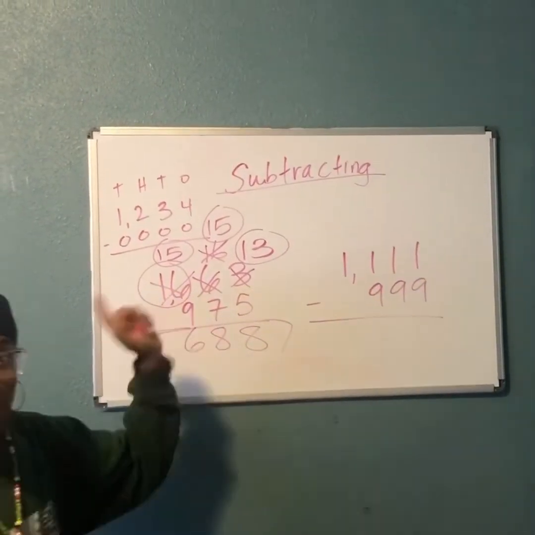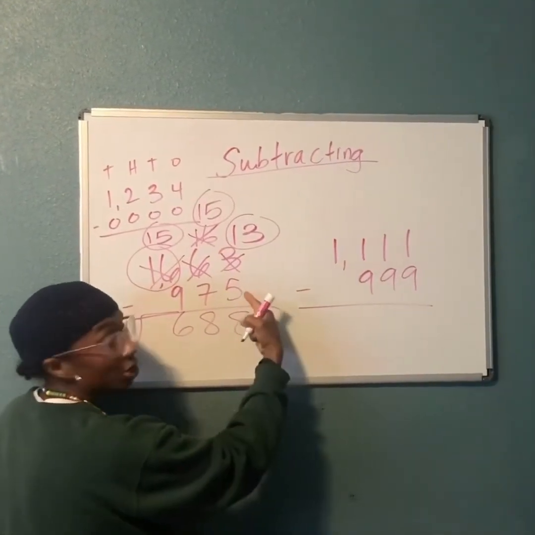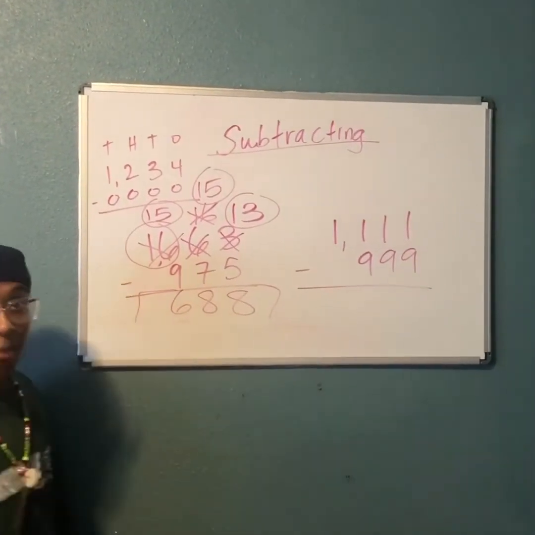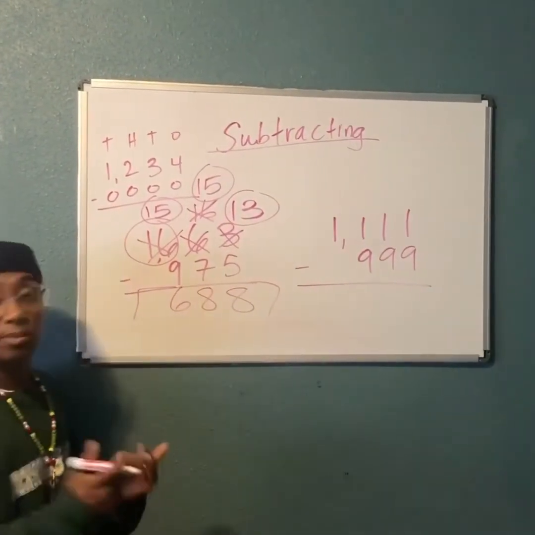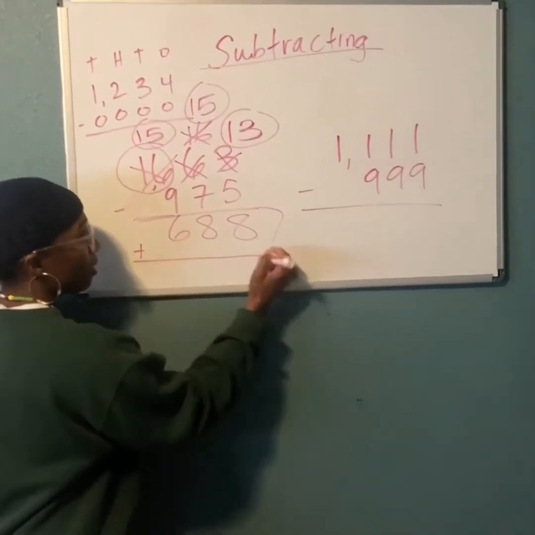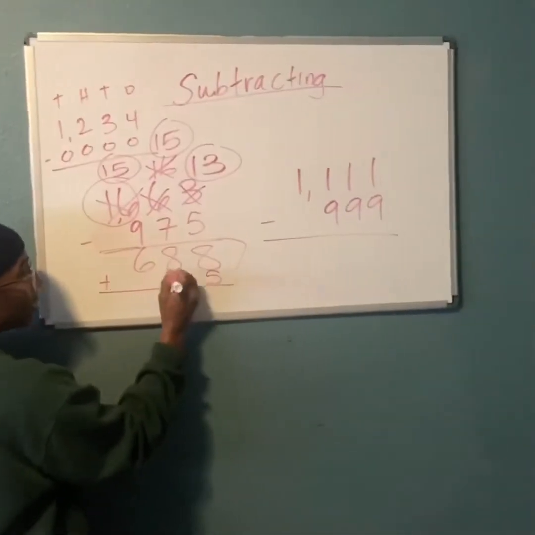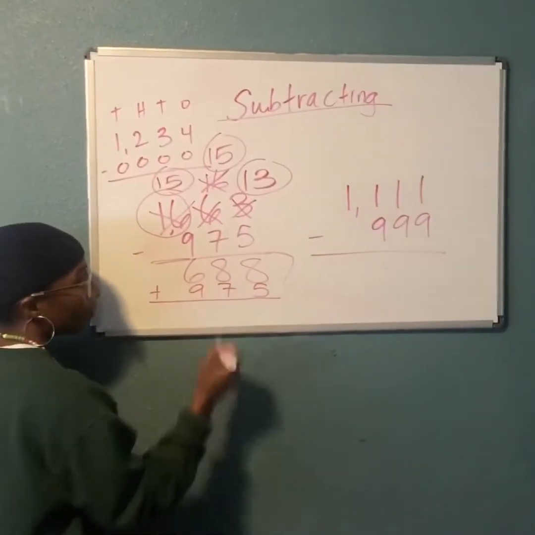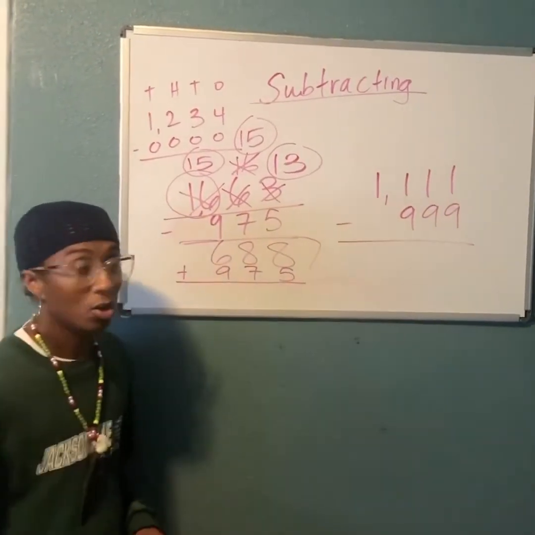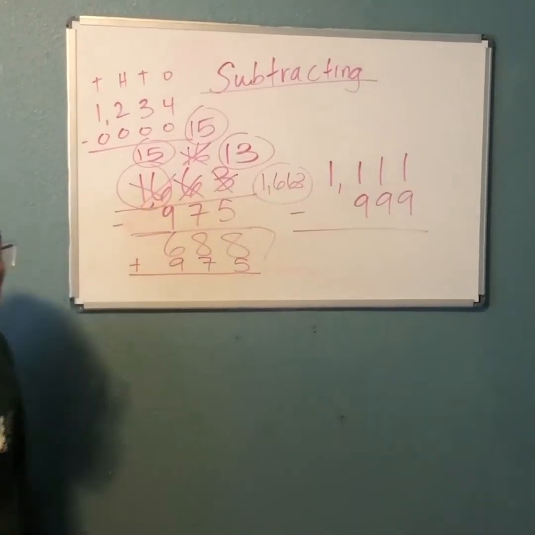Now, if you want to check it, you can. To make sure you got your answer right, let's use 5, because this is the number. 13 take away 5 is 8. So let's do the opposite of subtraction. The opposite of subtraction is addition. So we're going to add 8 plus 5, and then 8 plus 7, and 6 plus 9. If we did it right, it will match this top number here, which was 1663.